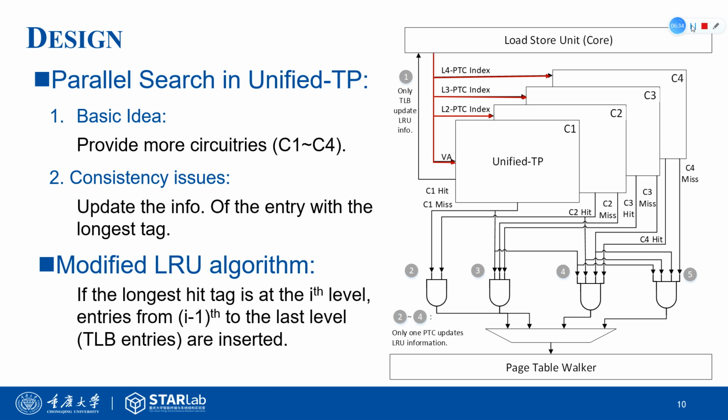According to the parallel search, we also need to modify the LRU algorithm. When inserting missing entries into unified TP, the insert order is from the upper to lower level. This is because hits in lower levels require fewer memory accesses than those in upper levels. Then, the LRU algorithm can evict entries according to the workloads.